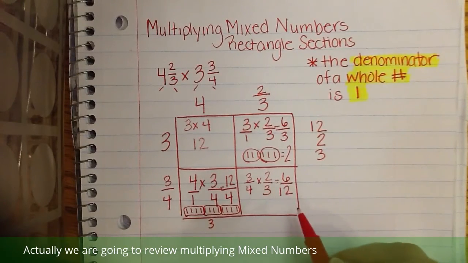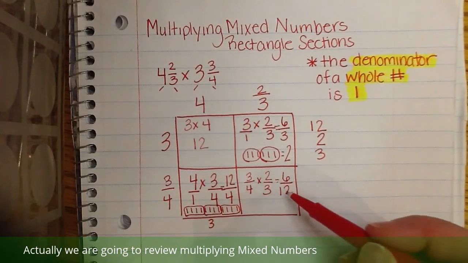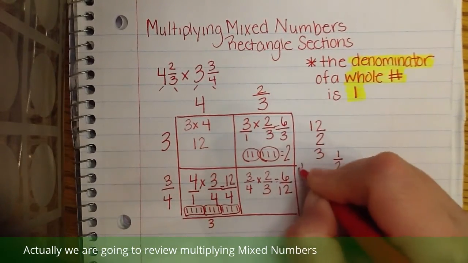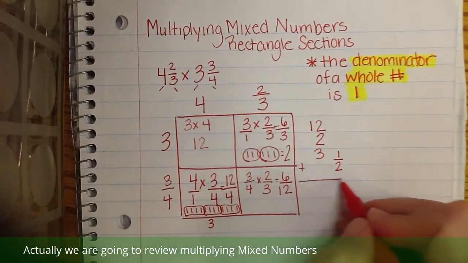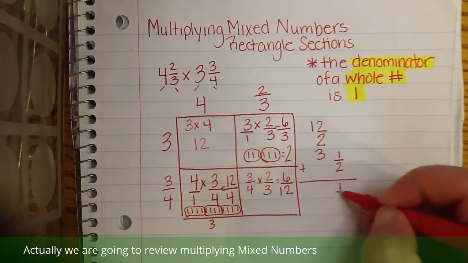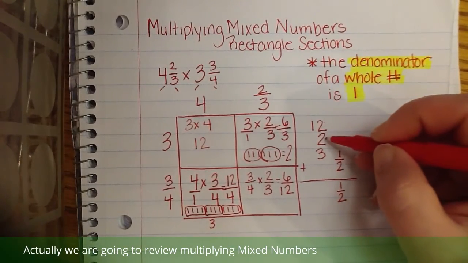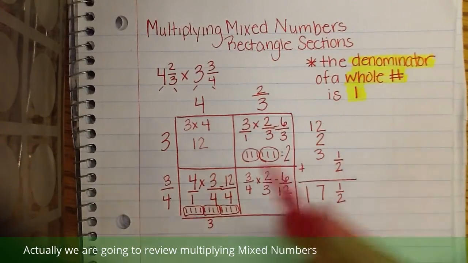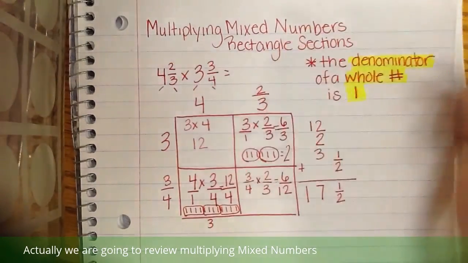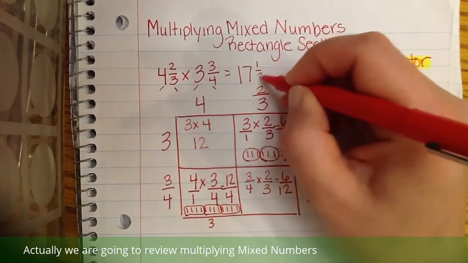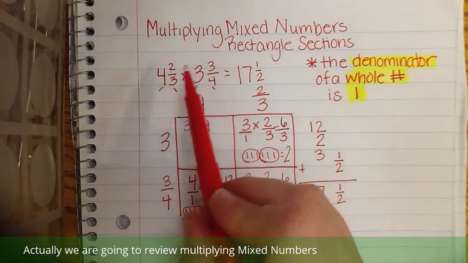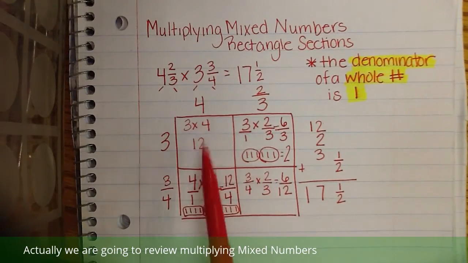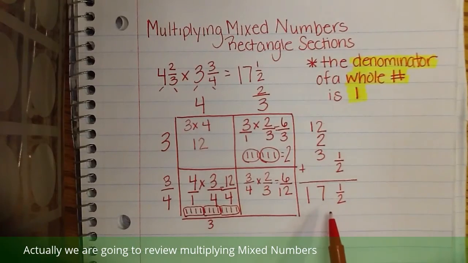6 twelfths, we've been talking about this in class. We should notice this. 6 is half of 12. So this should automatically be equal to a half. I have my 4 parts, so I have to add them up. Half, that was easy, no other fractions. 2 and 2 is 4. 4 plus 3 is 7. So the answer is 17 and a half. I cannot simply do 4 times 3 and then these fractions. I can't do that. So I made 4 boxes. I multiplied each part, then I added them together.